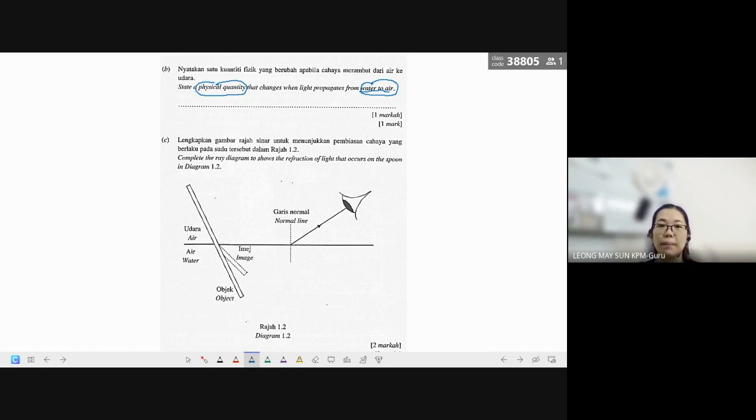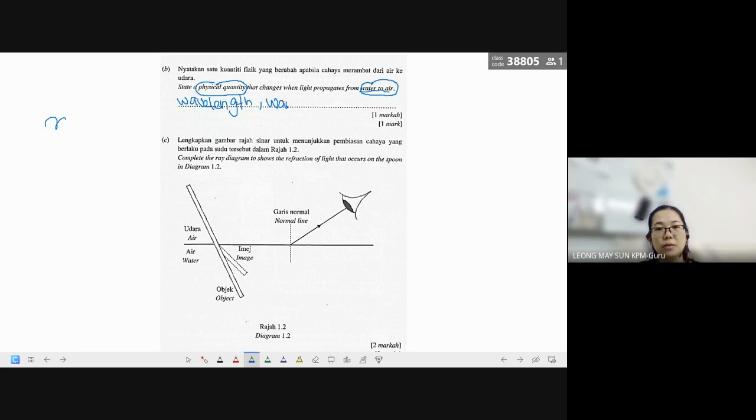They are talking about the physical quantity of light that changes when it moves from water to air. So I will not accept the density answer. Okay, so the one that changes is wavelength. Luminosity, we don't cover that in SPM. Even though the intensity of light is actually luminosity, we don't cover that physical quantity at SPM level. So the answer is wavelength.